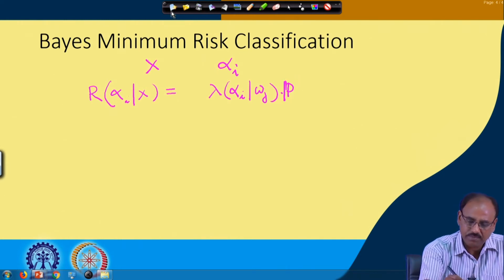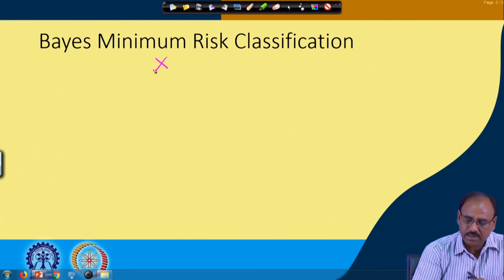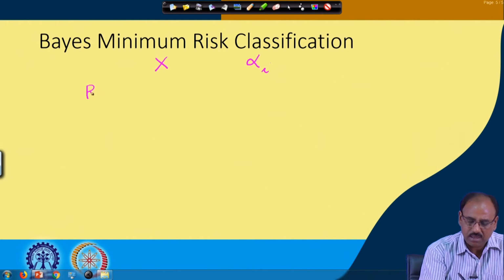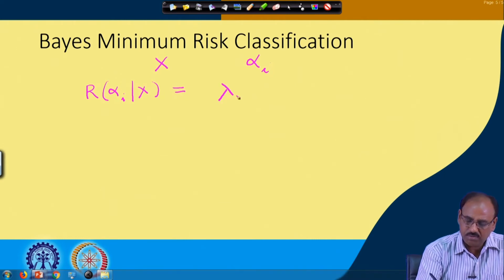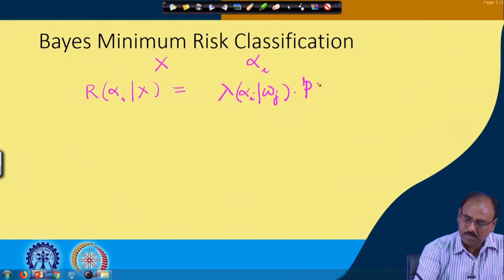Sorry, let me rewrite. So, I have been given vector x and I take an action alpha i. So, I compute the risk R of alpha i given x, which is nothing but the risk involved for taking action alpha i if the true state of nature is omega j, multiplied by the a posteriori probability p of omega j given x, and you take the sum of this over all j.